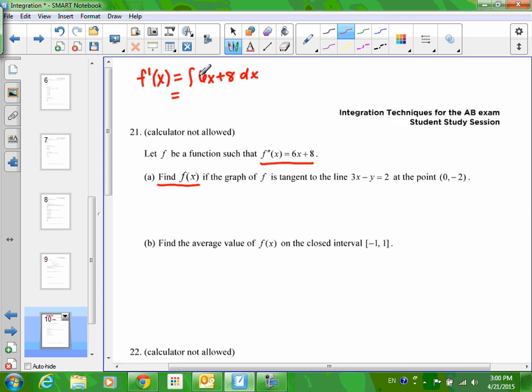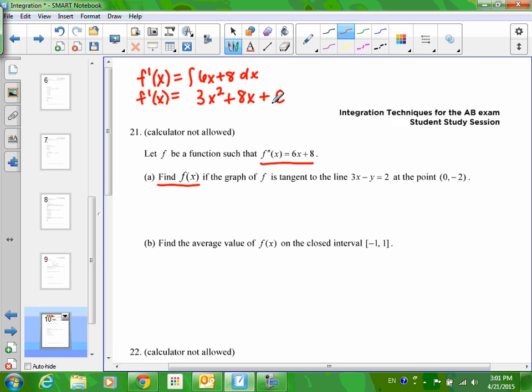Okay, what's the antiderivative of 6x? 6 times 1/2 x squared, and then plus 8x. Are y'all okay if we write that as 3 next? Don't forget plus c though. So I'm even going to go ahead and do that here. I'm going to rewrite this as a 3. All right, now, this is what f prime of x equals.